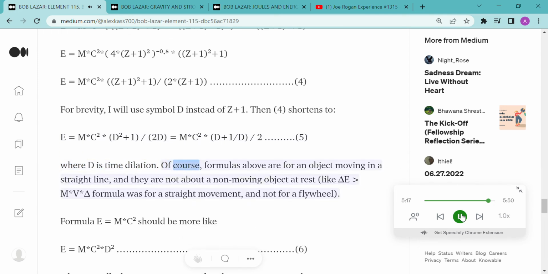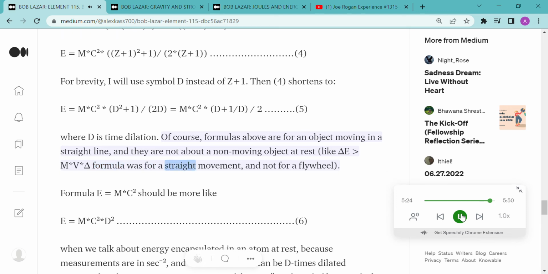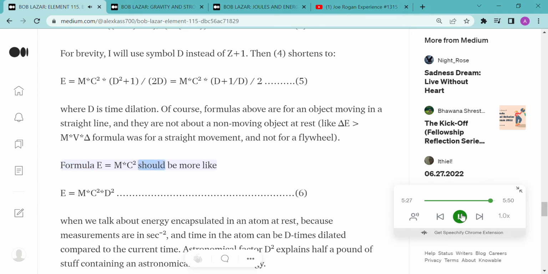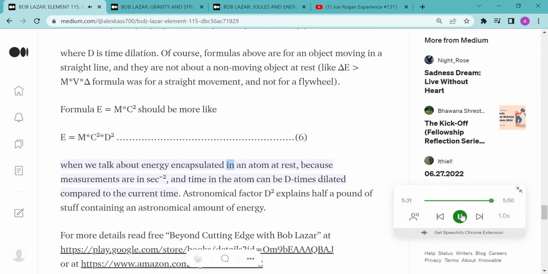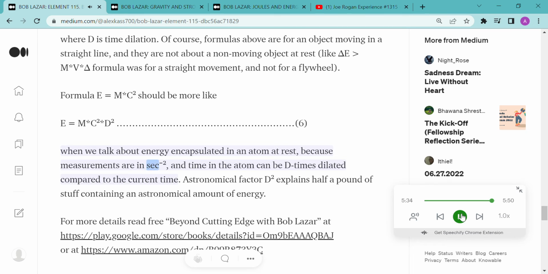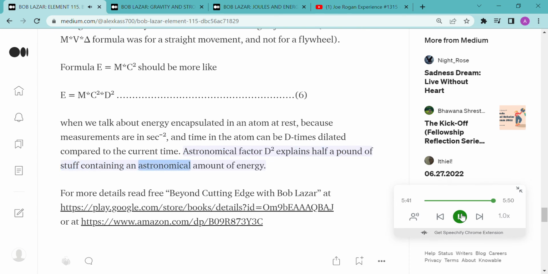Of course, the formulas above are for an object moving in a straight line, and they are not about a non-moving object at rest, like the delta E formula was for a straight movement and not for a flywheel. The formula E equals mc squared should be more like E equals mc squared D squared, formula 6, when we talk about energy encapsulated in an atom at rest, because measurements are in seconds squared, and time in the atom can be D times dilated compared to the current time. The astronomical factor D squared explains half a pound of stuff containing an astronomical amount of energy.